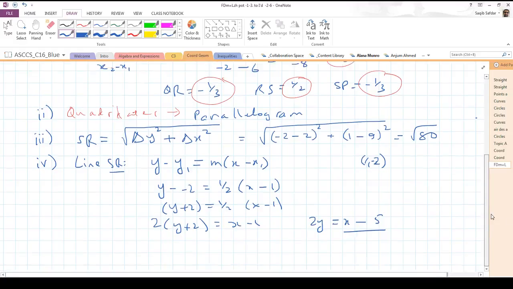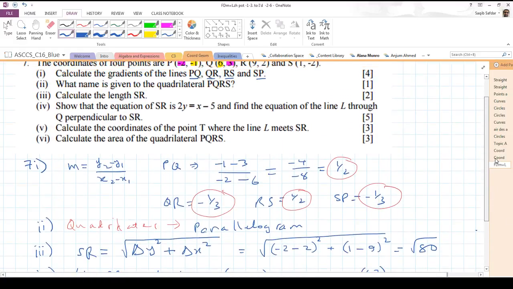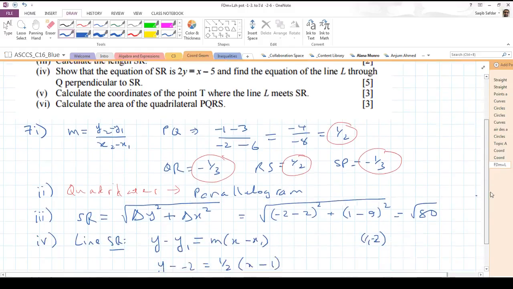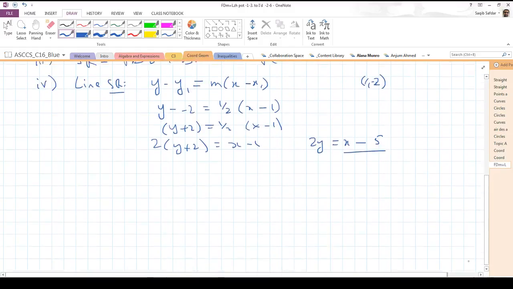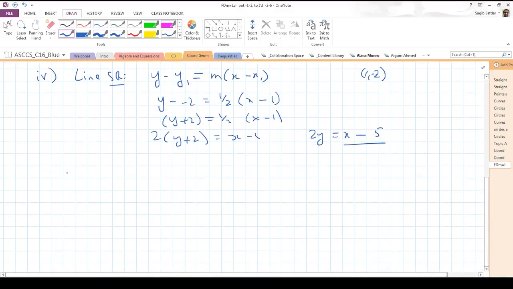Any questions? Now let's go on to the next part of the question, which is find the equation of the line L through Q perpendicular to SR. So now we've got a new line on the scene, and it's called line L. Let's write down line L. We know it goes through Q. So again, I'm going to write down y minus y1 equals m x minus x1. The coordinate for Q is what?